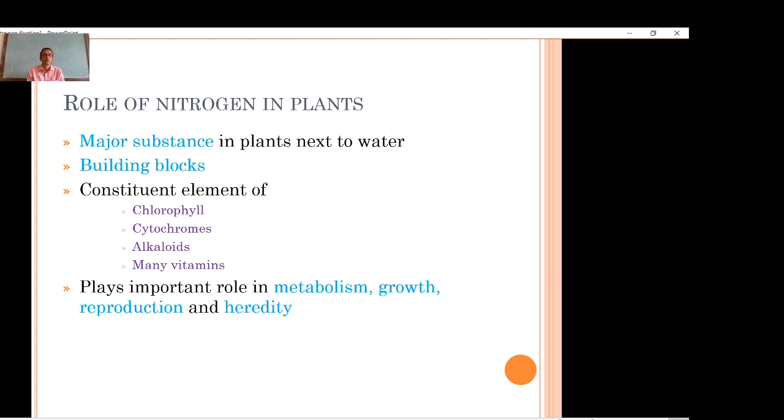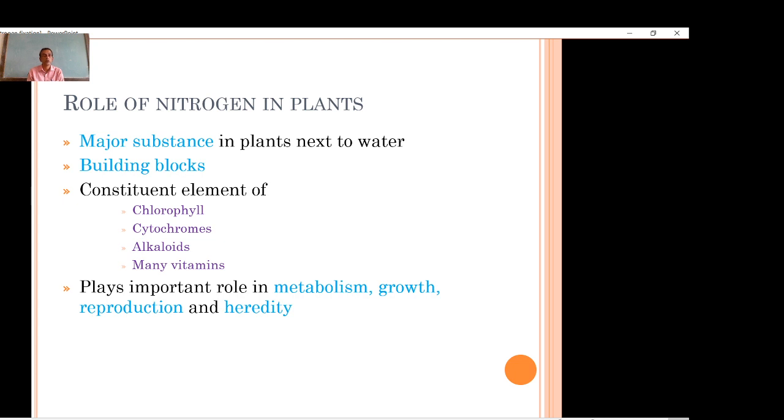Okay. Then the next role is as a constituent element of secondary metabolites, which include chlorophyll, cytochrome, alkaloids and many vitamins. These secondary metabolites present in the plant are responsible for the plant's growth and development. And all these secondary metabolites, from chlorophyll to vitamins, are made up of nitrogen. This is one of the roles of nitrogen.